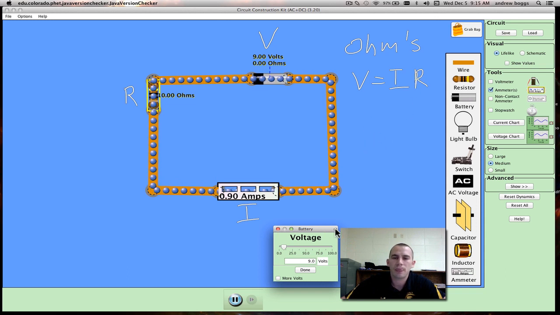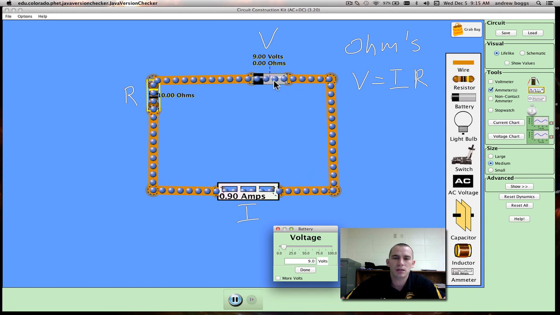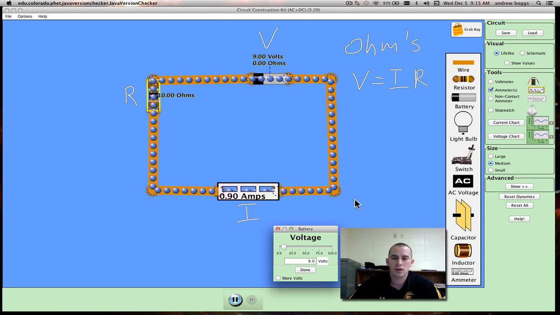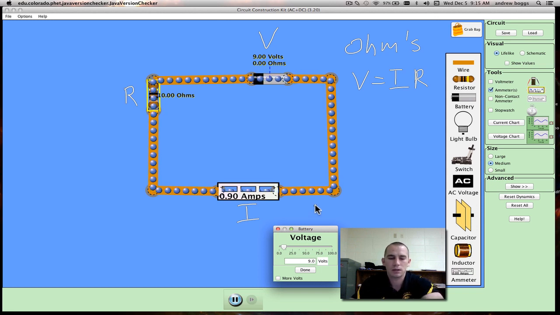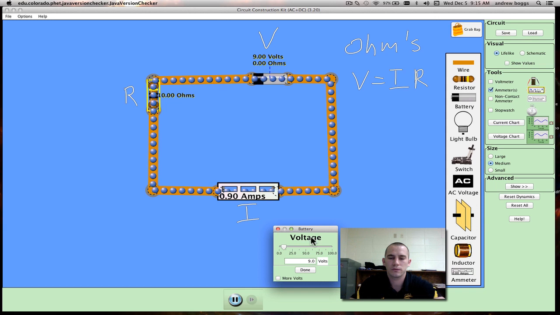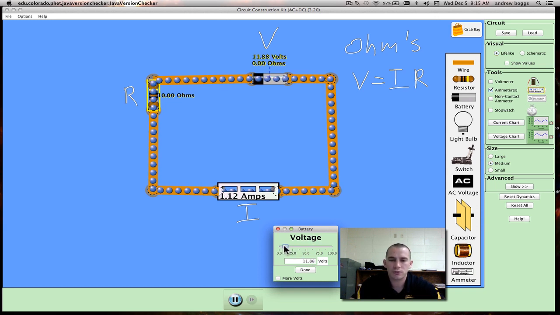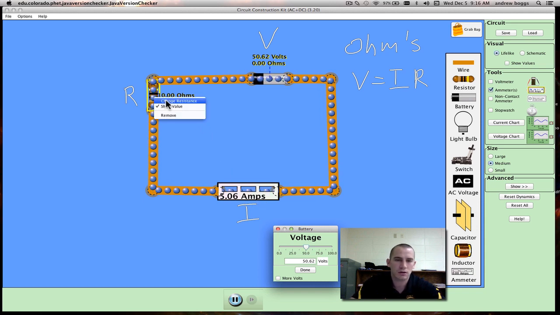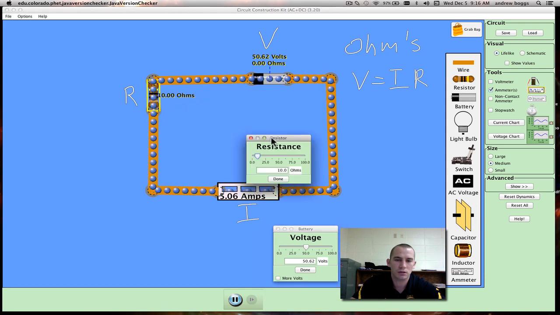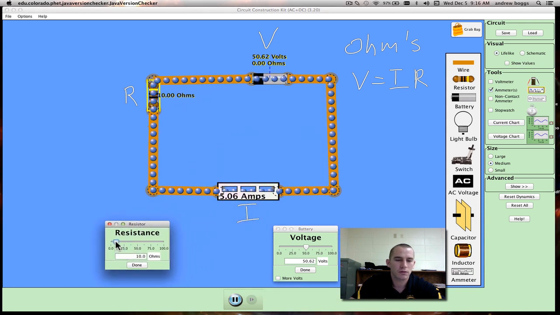If we look at the relationship between these things, let's see what happens if we increase voltage. How does that affect the current? If we increase our voltage, what happens to current? We go up to 50, and it increases our current to 5.06 amps. What happens if we increase our resistance now? If we increase our resistance, it slows it back down.